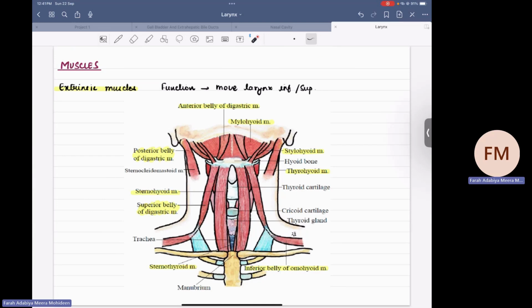Overall, you have your extrinsic group of laryngeal muscles, which are majorly involved in moving the larynx inferiorly and superiorly. I've highlighted all the muscles here: your digastric, anterior and posterior belly, mylohyoid, stylohyoid, thyrohyoid, then your superior digastric belly, sternohyoid, infra and even suprahyoid muscles. All of these are your extrinsic muscles of your larynx.